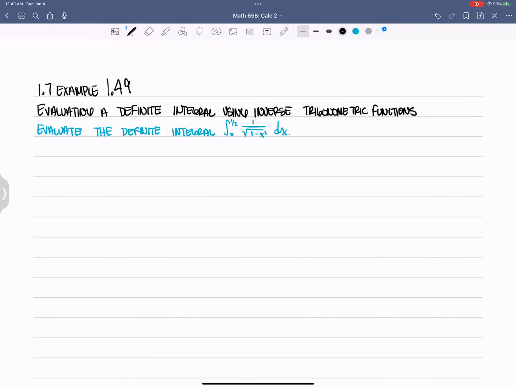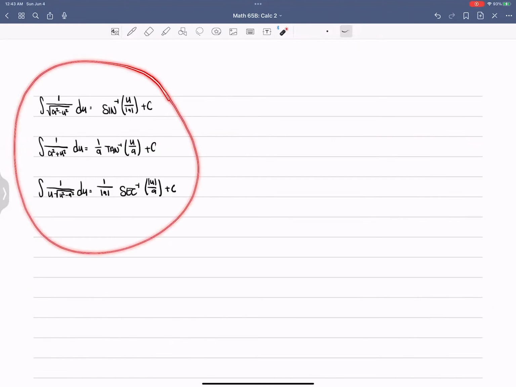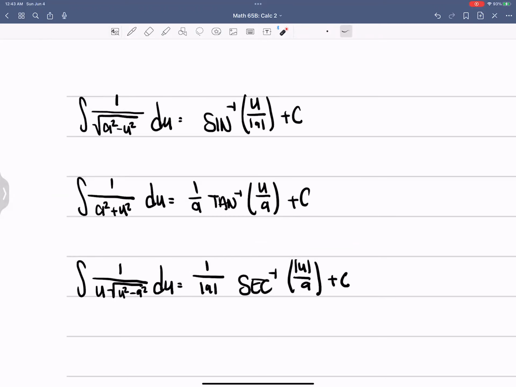Section 1.7, example 49, evaluating a definite integral using inverse trig function. So evaluate this definite integral. Let's see. To start this section off, they gave us these three formulas right here. When we see something that matches one of these, those are the functions that we're going to end up with.